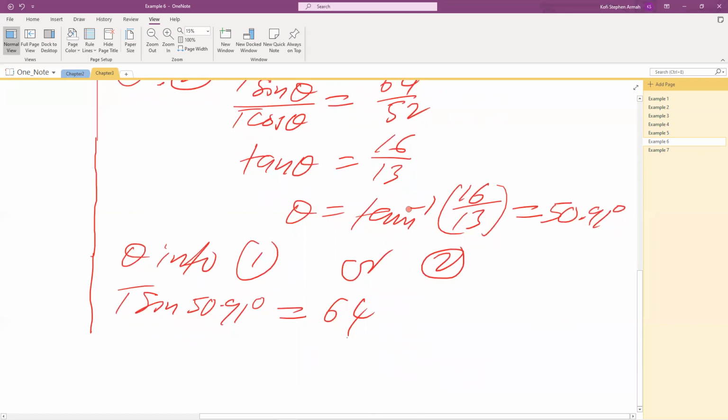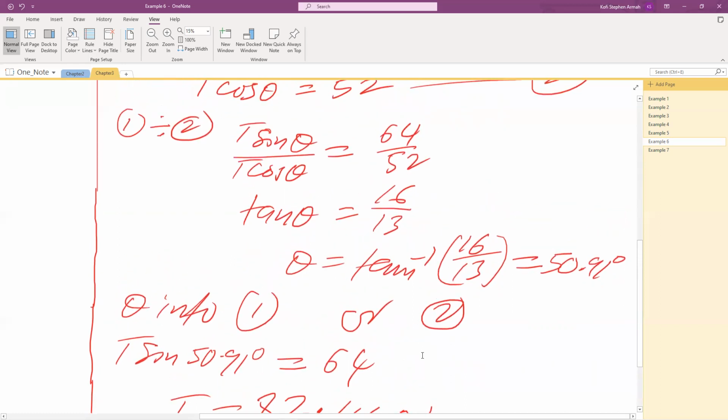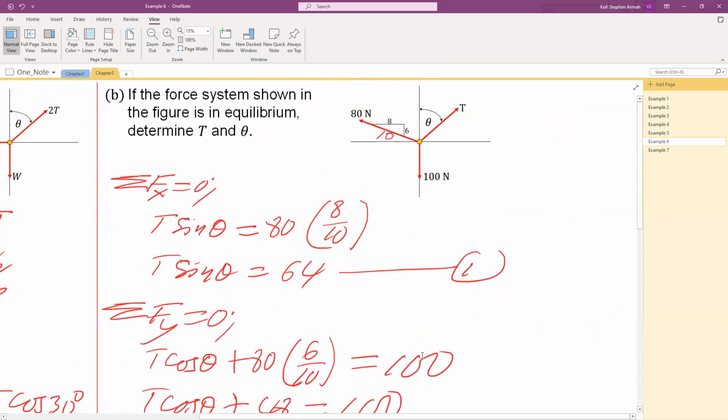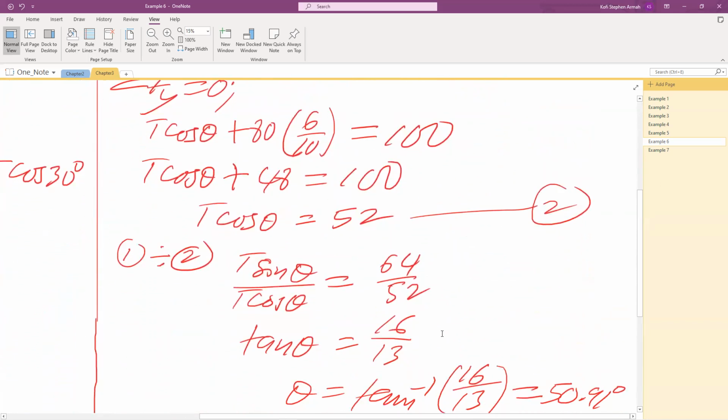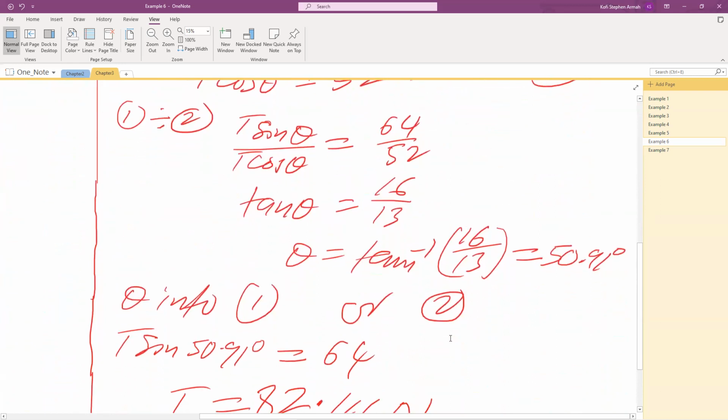I have 50.906 something on my calculator. So then this will end up to be 64 divided by sine of the angle that I have on my calculator. Yes, and I'm getting this to be 82 point, let's say 46 newtons. Okay, cool. So let me go back. Yeah, it's in newtons. Let me show another way of handling it. It's all about trigonometry.